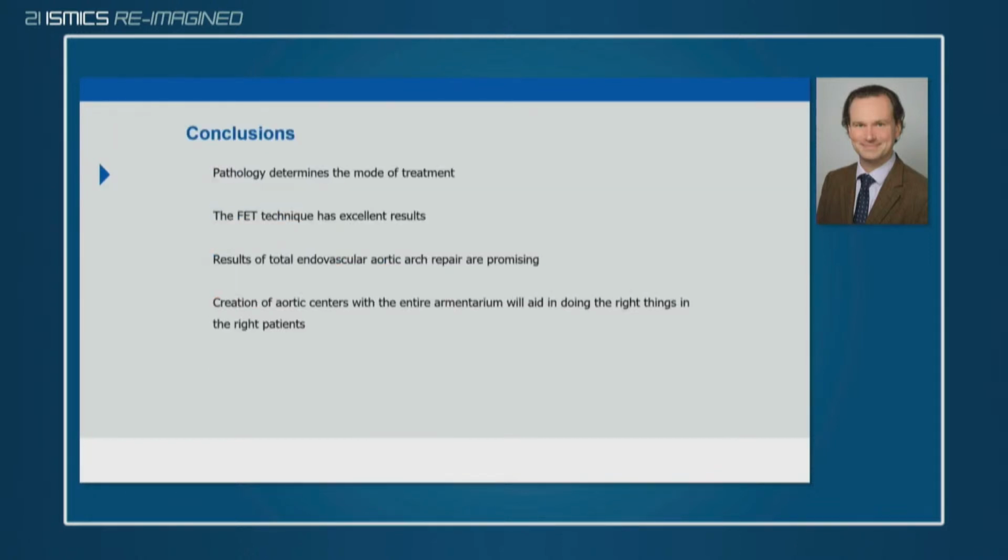So concluding, pathology determines the mode of treatment. This is eventually the most important message of this talk. The frozen elephant trunk technique has excellent results. Results of total endovascular aortic arch repair are promising. And finally, the creation of aortic centers with the entire armamentarium will aid in doing the right things in the right patients.